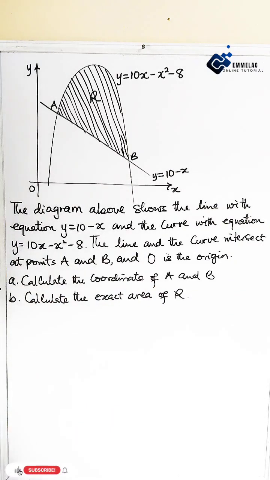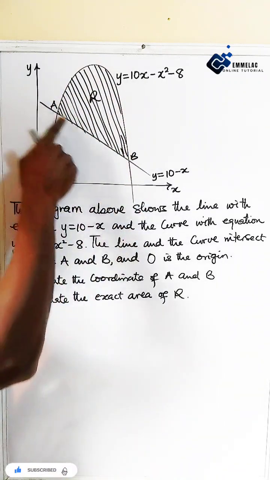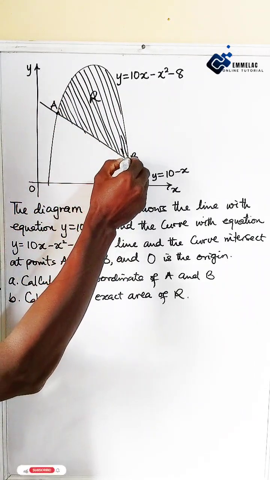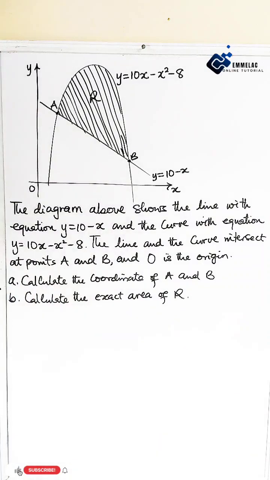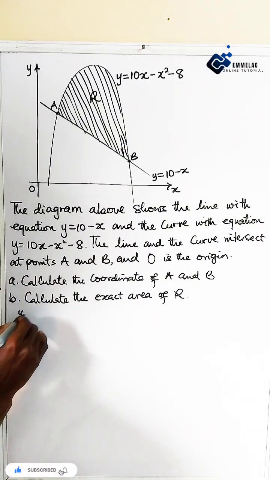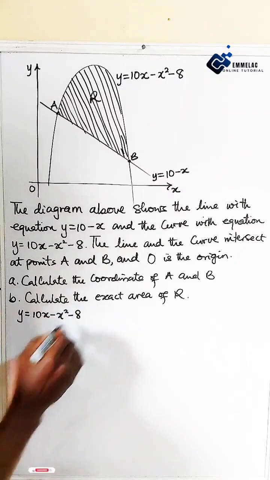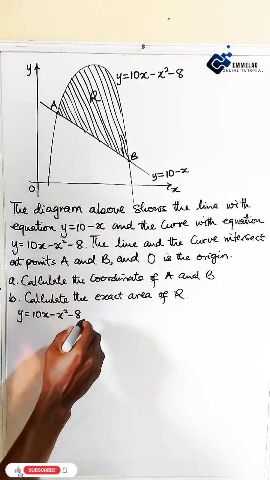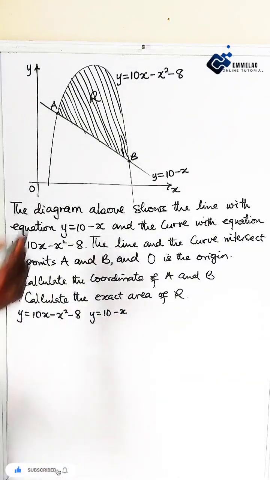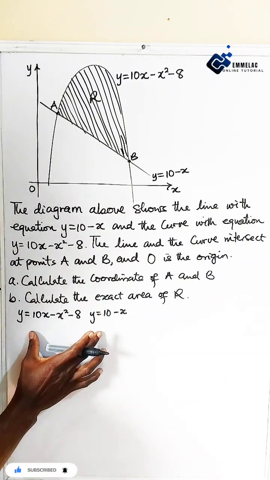First of all, for us to do this, take note that this is the curve starting from here, down here, and this straight line. They intersect at this point and at this point. Since they intersect, for the curve we have y equals 10x minus x raised to the power of 2 minus 8, and for the line we have y equals 10 minus x. Now we can equate these two equations.